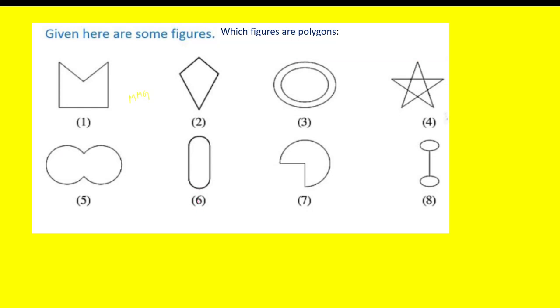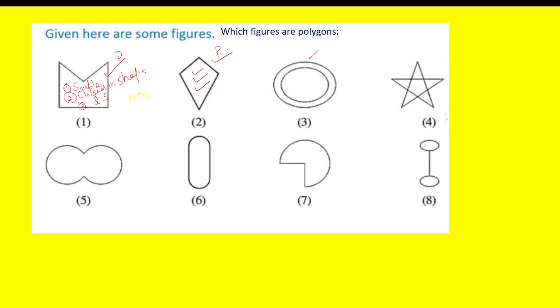Now given here are some figures. Which figures are polygons? Children, you have to tell which figures are polygons. So first take this figure. This one is the first figure. This one is simple. Second point, it is closed in shape. Third point, it is made up of line segments. Okay, so this is your polygon. Now the same points we will check in this one also, and it is also following the 3 points, so it is again your polygon.